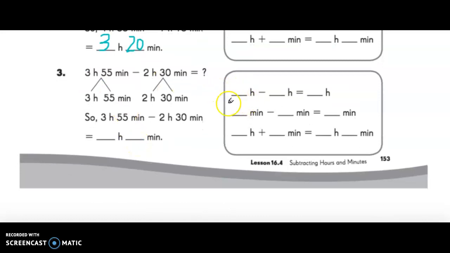For number 3, again, start with your minutes. 55 minutes minus 30 to be left with 25 minutes. And then go back and subtract your hours. We have 3 hours minus 2 hours, which will leave us with 1 hour. So final answer of 1 hour 25 minutes.